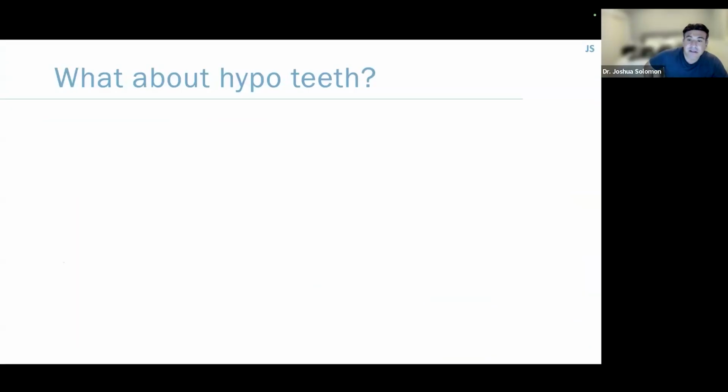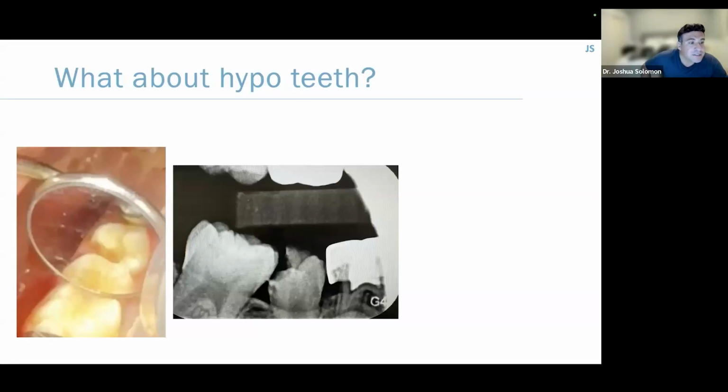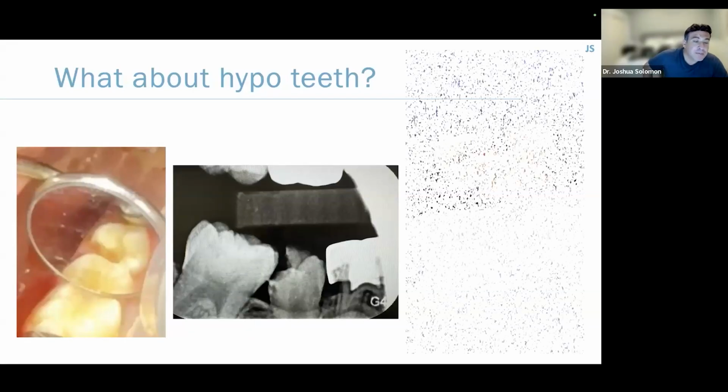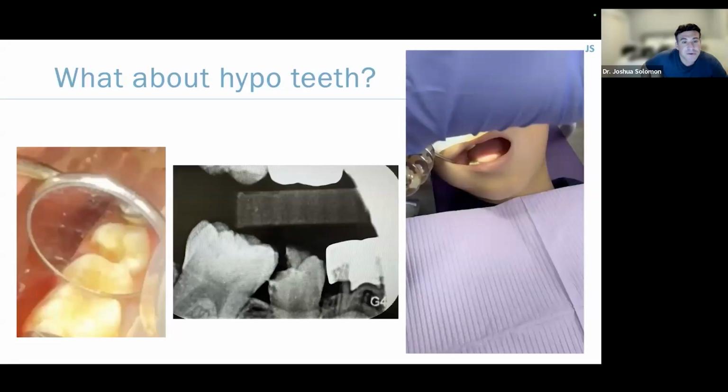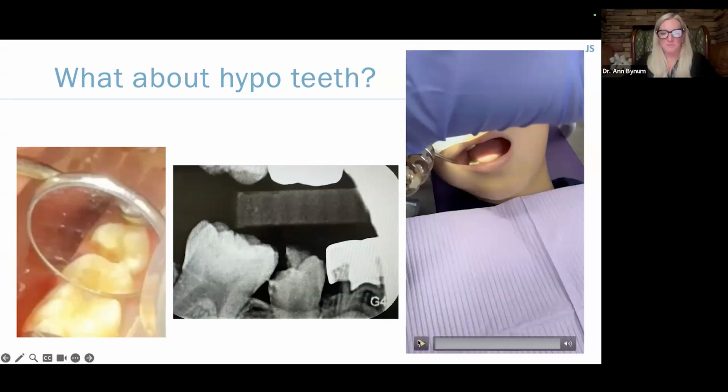Oh, hypo teeth. I learned so much from my dear friend, Dr. Patrick Ruck, this weekend about hypoplastic teeth. I always took it for granted that intraosseous local anesthesia delivery made things far more predictable for hypo teeth. But then I learned why that was the case. And I lecture on restoring hypoplastic teeth, and I had no idea why these teeth were more sensitive. Do we have a little video to show there? Yeah, I'll show.